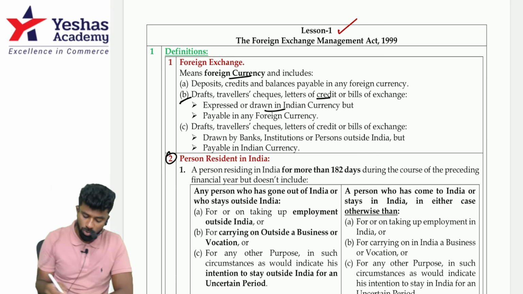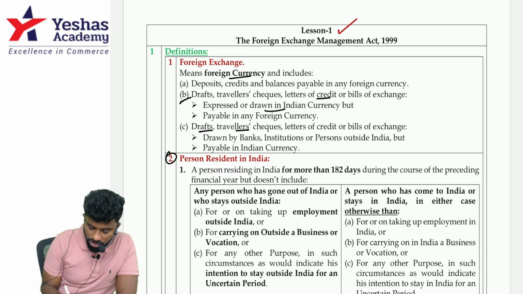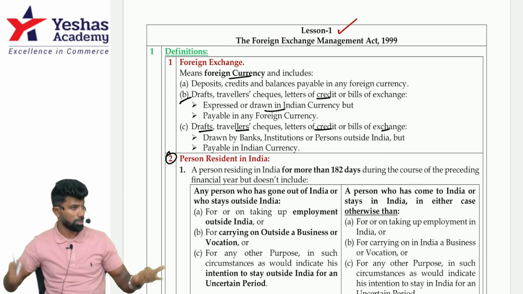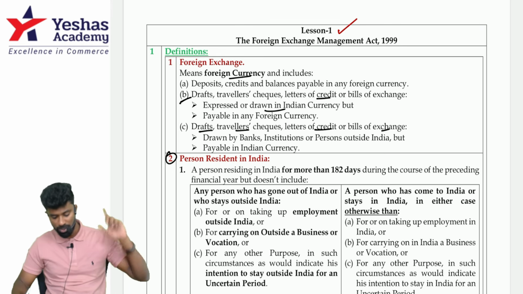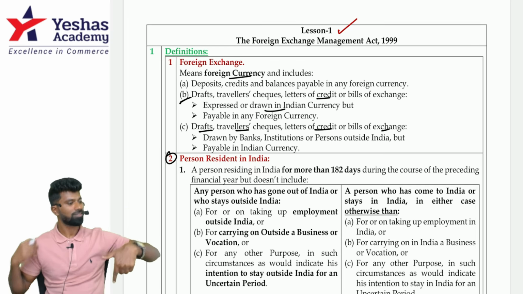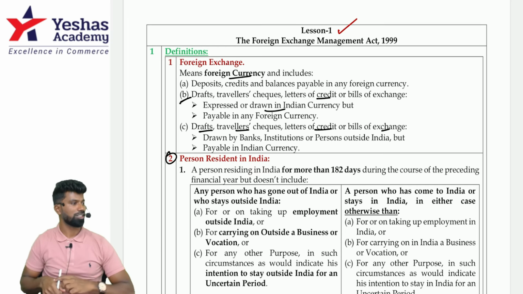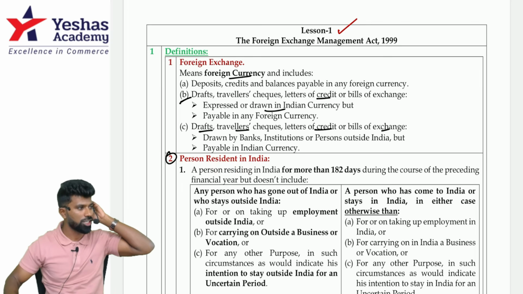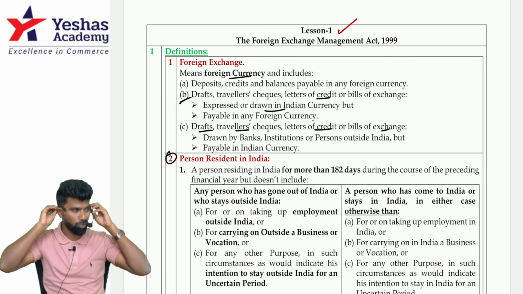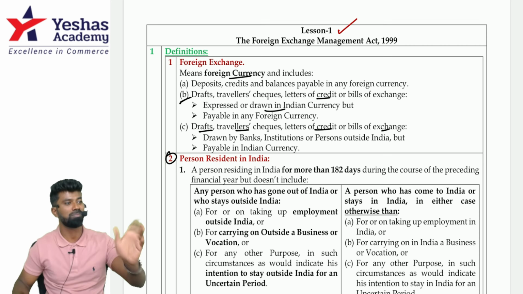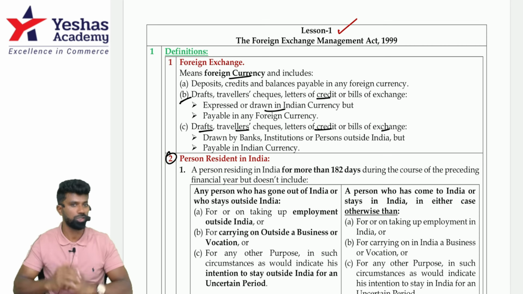And the last one: it also includes drafts, traveler checks, letters of credit, or bills of exchange drawn by banks, institutions, or a person resident outside India but payable in Indian currency. That is called foreign exchange. This is an important definition, because the name of the chapter is foreign exchange, and if someone asks what foreign exchange is, you should be in a position to answer it.